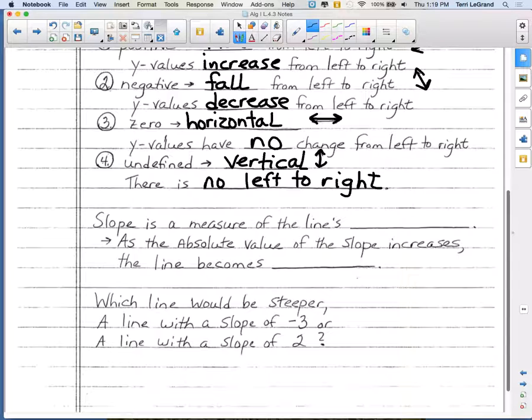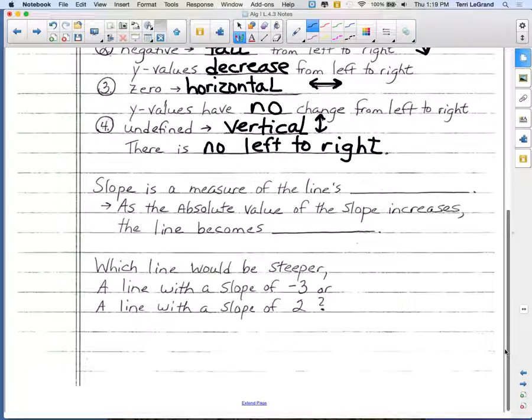It's an undefined slope. One other thing we want to keep in mind about slope is not only what behavior does it have. Is it rising from left to right? Is it falling from left to right? Is it horizontal? Or is it vertical with no slope? We also talk about that slope gives us the line's steepness. It tells us how steep that line is.